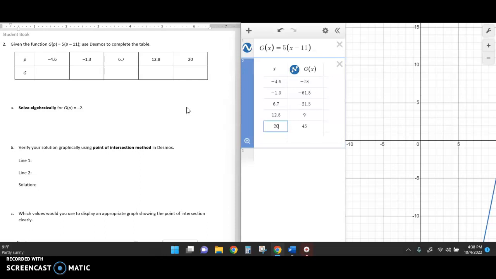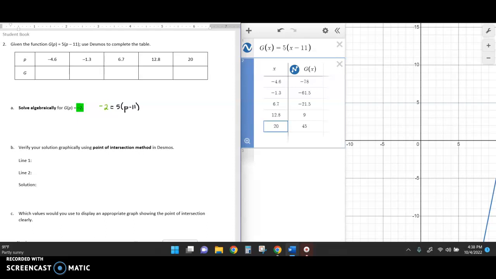And then in part A, kind of maybe part B, but part A, it says solve algebraically. So again, solve means that I know the output value, and so my output value is -2. And so I know that I have -2, and that equals the rest of my equation there. So that equals 5 times the quantity p minus 11. And so I want to solve this algebraically.